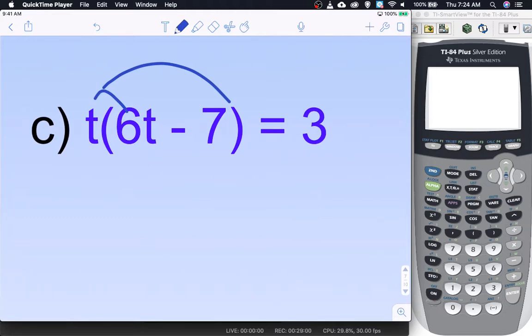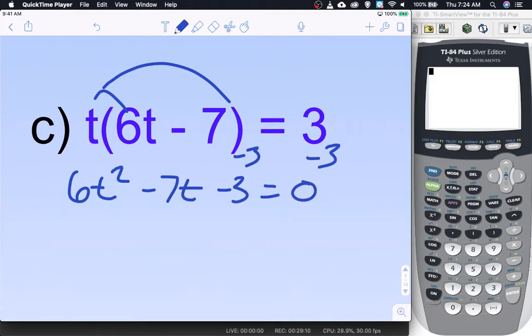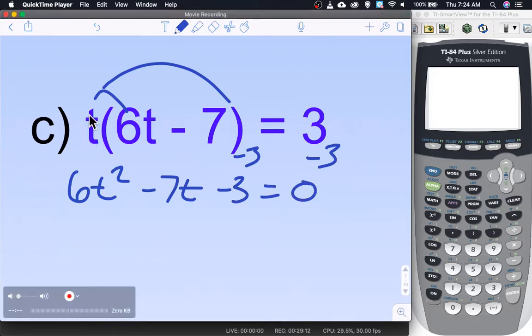All right, so if you took my advice and you distributed, you'd have a 6t squared minus 7t. I'm also going to subtract this 3 in that first step, just so I don't have to waste another step with it. So now everything's on one side and I've distributed. 6t squared minus 7t. So that's this first half. And then I subtracted this 3 over.